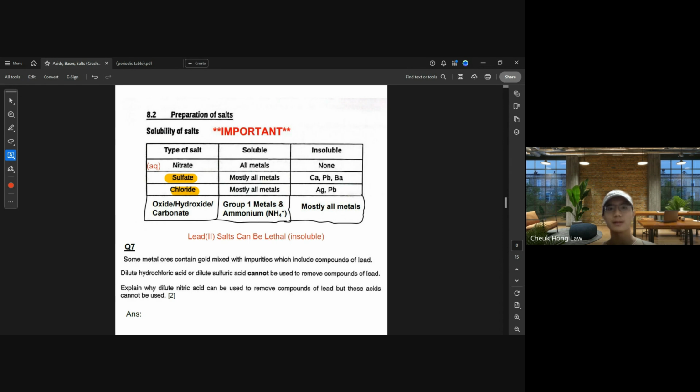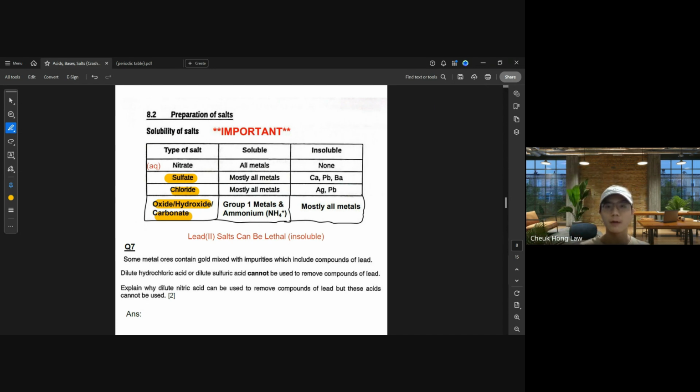So I use this term, lead 2 salts can be lethal, to remember. L and S is for chloride, C, B, and L is for sulfate. Then if none of the chloride or sulfate falls under these letters, it means that it's soluble. Then one more thing I want to add in is for oxides, hydroxides, and carbonate. So most of your oxides, most of your hydroxides, and most of your carbonates, they are insoluble.